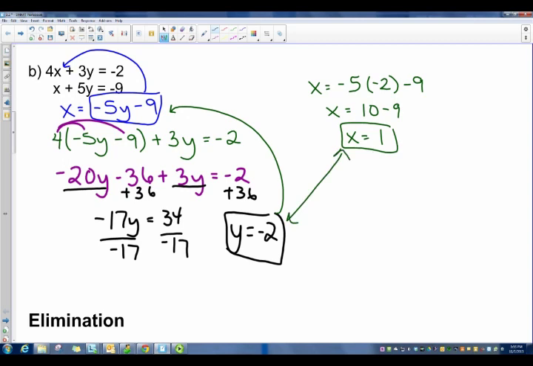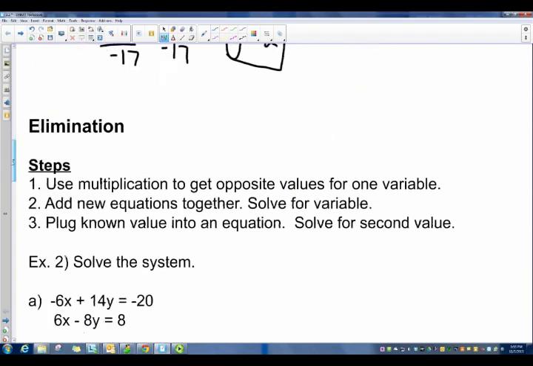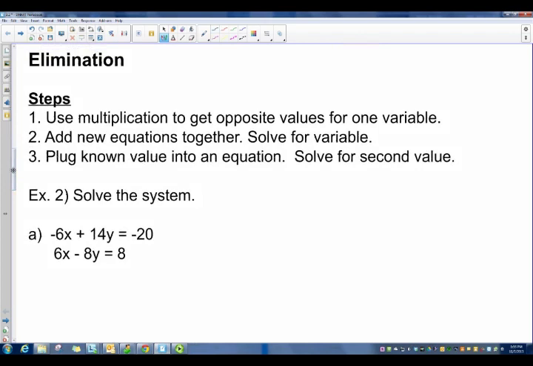Now that's substitution. Now the other way to go about this is using what's called elimination. Now elimination, if you get good at this, tends to be the fastest and easier way to solve this. And hopefully you guys remember some of this from Secondary Math 1. But here's your steps. So you use multiplication to get opposite values for variables. Now when I say opposites, I mean numbers that are the exact same number and that have different signs. So think positive 2 and negative 2. Negative 12 and positive 12. Okay? And so we want to find those things with the variables.